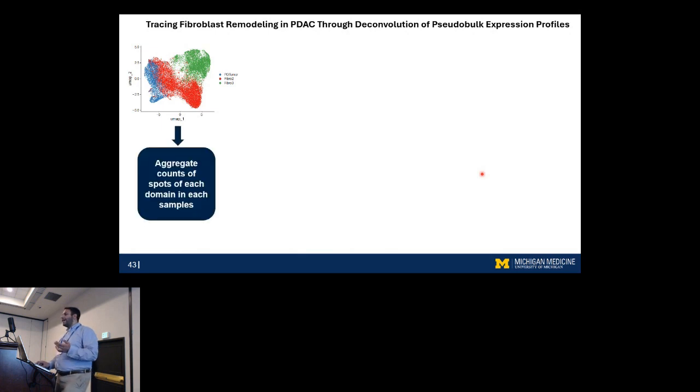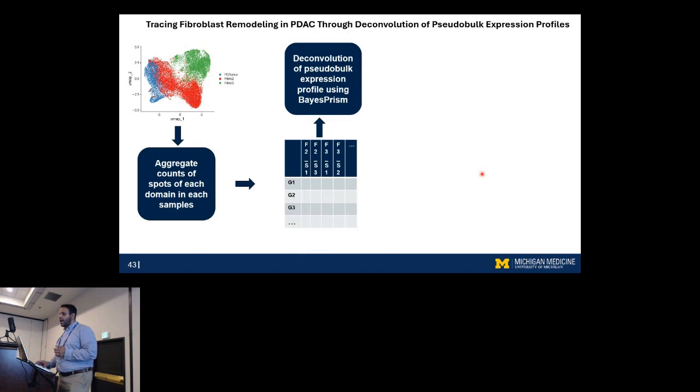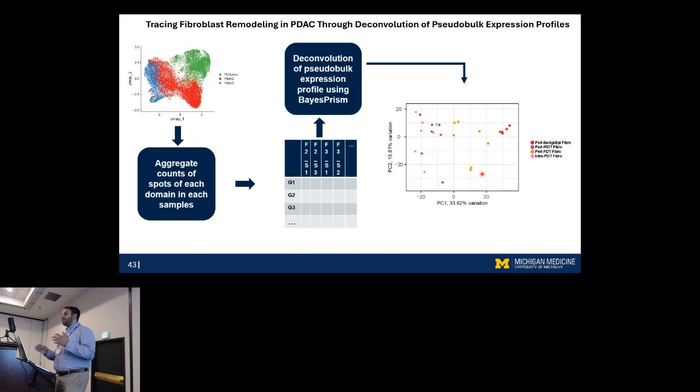So what we do is we aggregate the counts across those different spots, and we generate what we call a pseudo bulk profile to be able to feed it into BayesPrism. And then we deconvolve this pseudo bulk profile. And what we end up with is just another representation for this high dimensional data. Here what we're trying to do is aggregate the counts in a sample-wise way. So each spot here is a sample which represents the fibroblast expression of a given domain in a given sample.